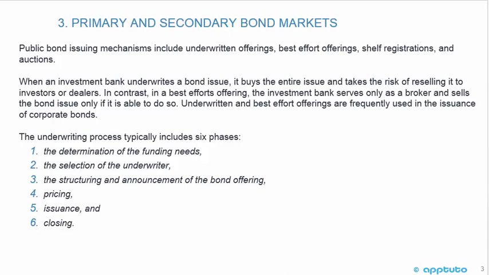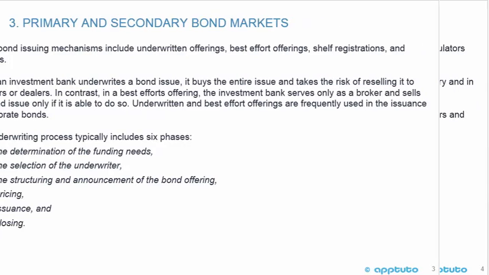So the underwriting process typically includes 6 phases. The first phase is the determination of the funding needs. The second phase is the selection of the underwriter. The third phase is the structuring and announcement of the bond offering. The fourth phase is the pricing. The fifth phase is the issuance. And finally, the sixth phase is the closing.